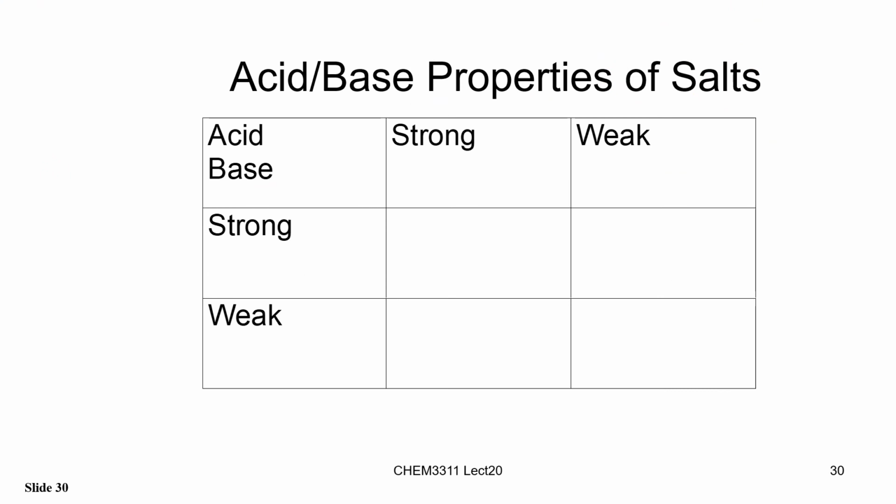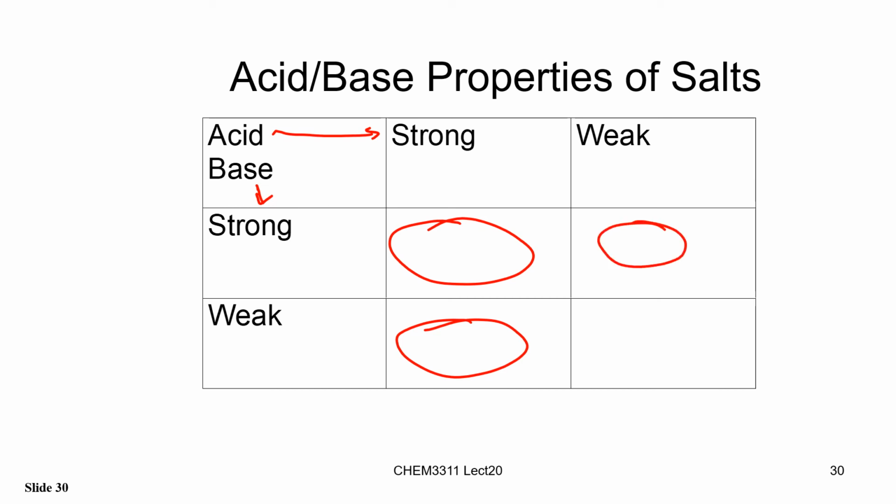So let's look at what happens when we do a neutralization reaction between our four possibilities. We have strong acids and strong bases. Acids are across the top, bases are going down. A strong acid with a strong base, a strong acid with a weak base, a weak acid with a strong base, and a weak acid with a weak base. We've got four categories to fill in.